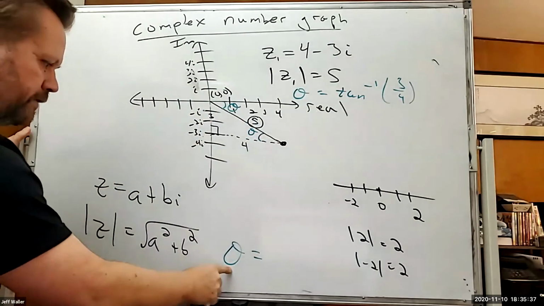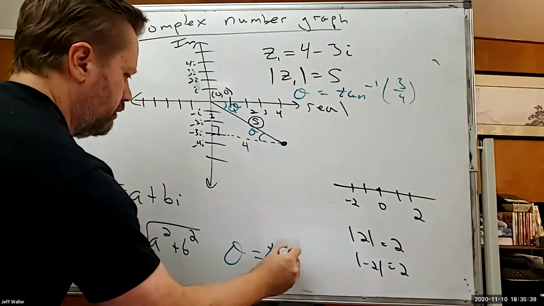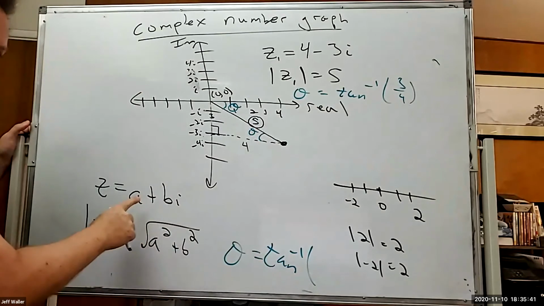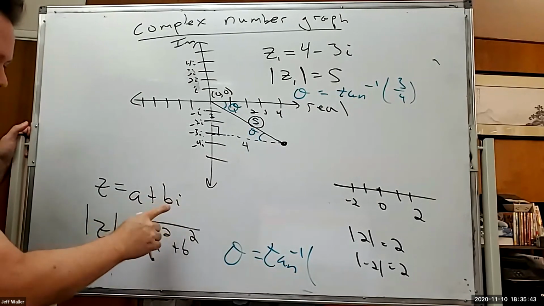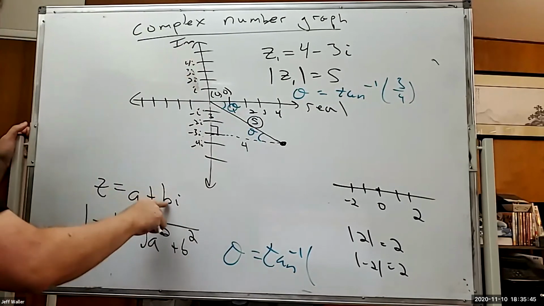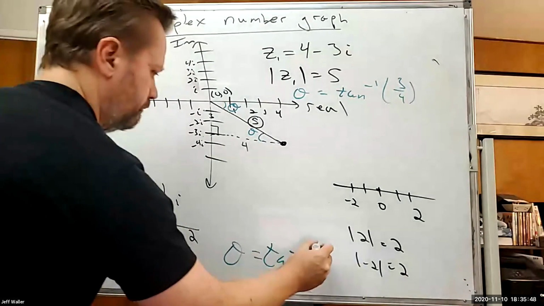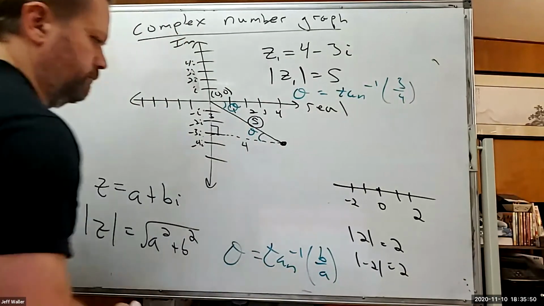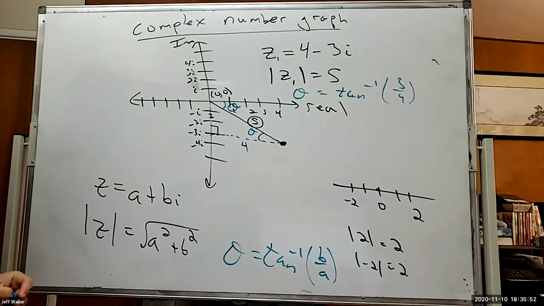So in general, what's theta going to be? It's going to be the inverse tangent of y over x, right? And the y is the imaginary, so b over a. Okay, maybe.